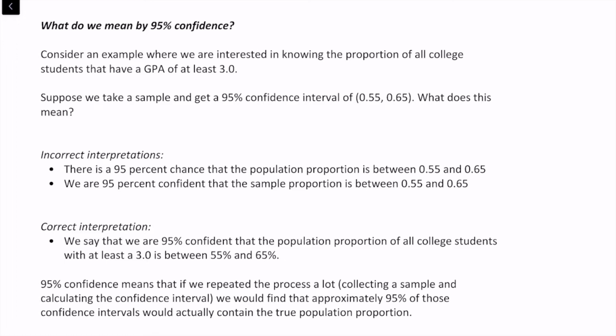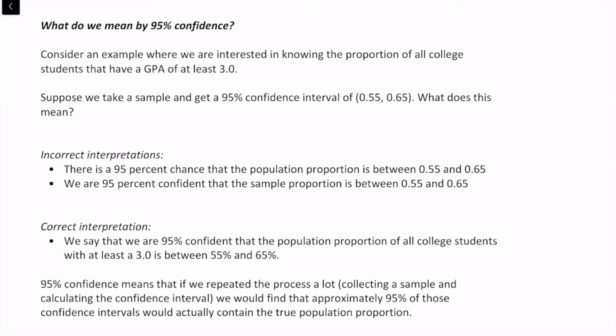Right? And so hopefully you can see why this is where confidence intervals come into play, because it will be very, very difficult for us to calculate that population value. That means we'd have to get the information of every single college student. That's not practical. Anyways, suppose we take a sample of college students and we get a 95% confidence interval that goes from 0.55 to 0.65. What does this mean? Okay.